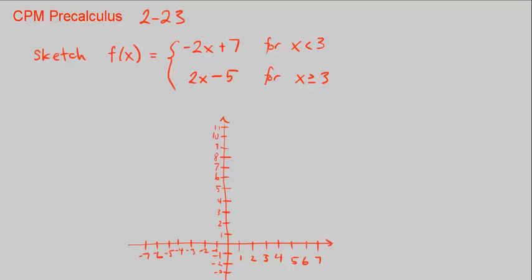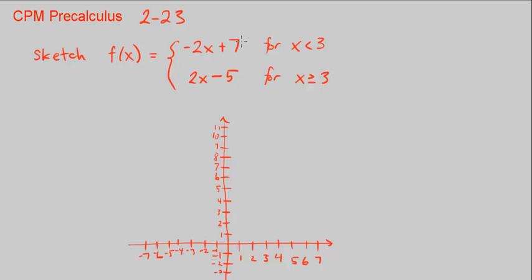This is CPM Precalculus, Chapter 2, Number 23. So here we're asked to sketch f of x that's defined as a piecewise function, the first piece being negative 2x plus 7 for x less than 3, and the second piece being 2x minus 5 for x greater than or equal to 3.